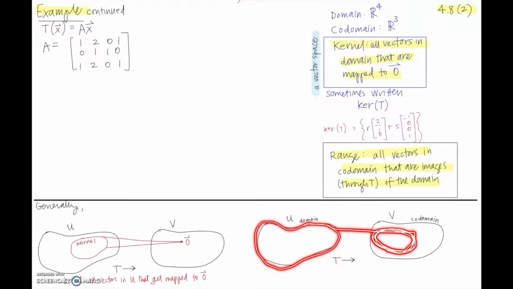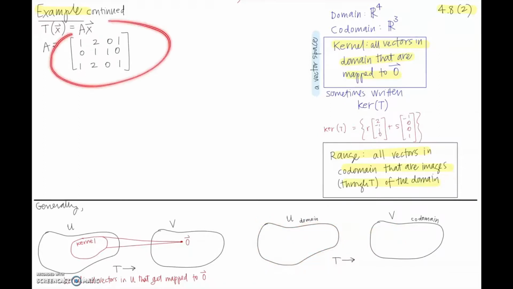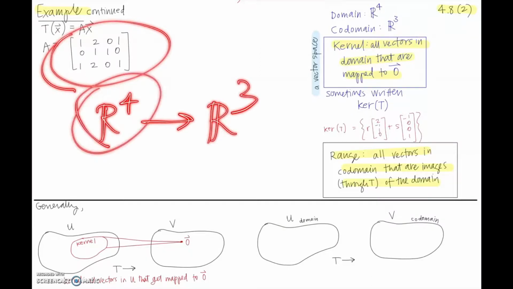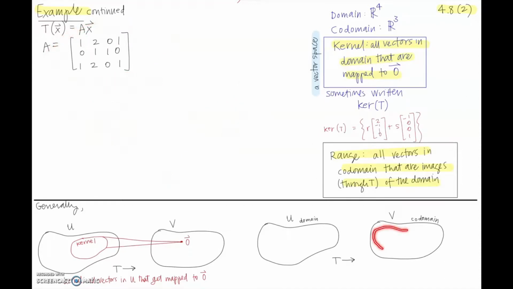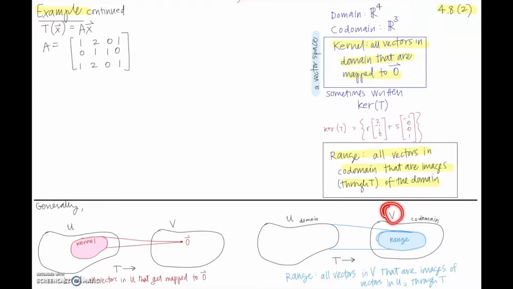So think for a minute of our example up here. This is taking vectors from R4 to R3. Now, when we take these vectors from R4, are they going to encompass all of R3? It turns out in this case they're not. They're just going to be sent to a small subspace of R3, and we want to be able to describe that subspace. So the range of a transformation is the subspace of all vectors in the codomain V that are images of vectors in U as they go through the transformation T. And just like the kernel is a vector space, the range will be a vector space also.